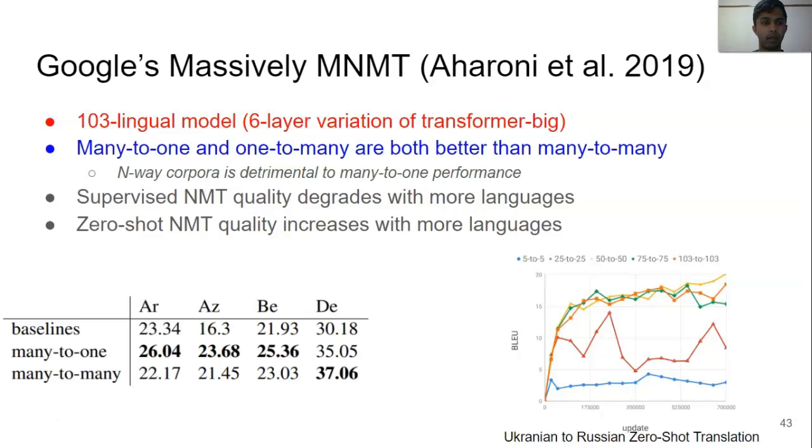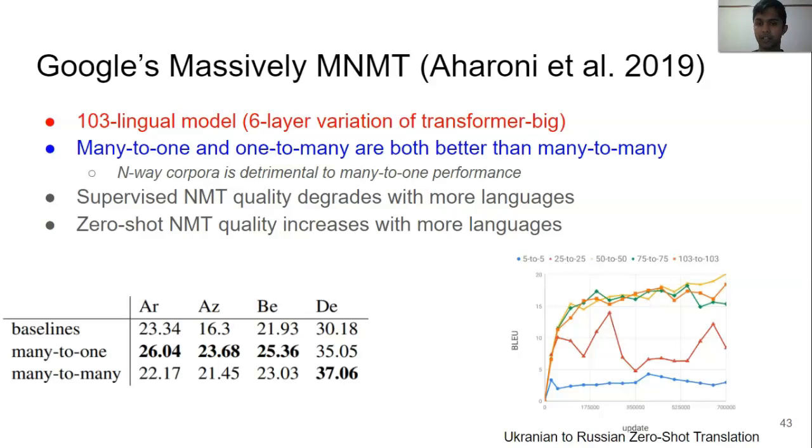If you look at the table on the bottom left side, you can see the translation quality for many-to-one, many-to-many, and baseline models for three low-resource languages and a resource-rich language, and the target of this translation is English. You can see that for low-resource languages, as I've said before, many-to-one models are better than many-to-many models. On the other hand, for the resource-rich languages, the many-to-many model is better than the many-to-one model.